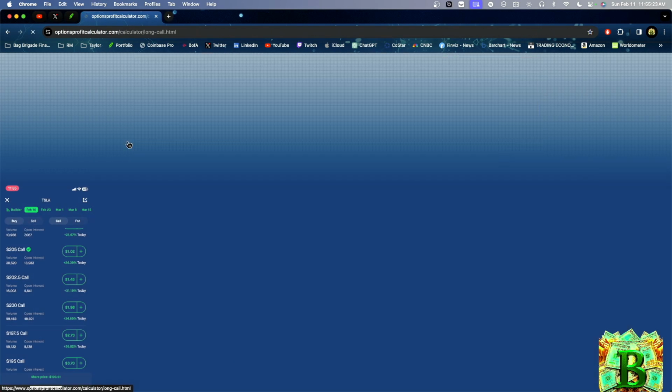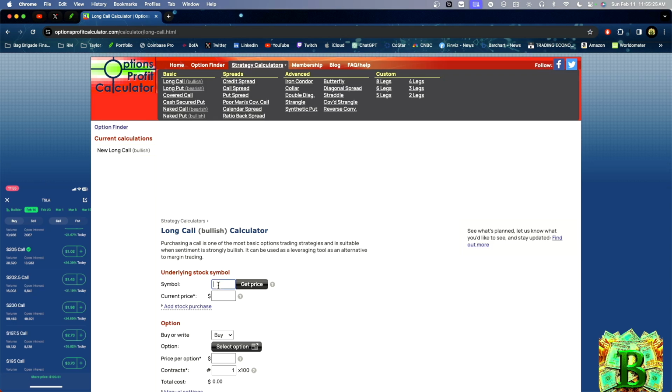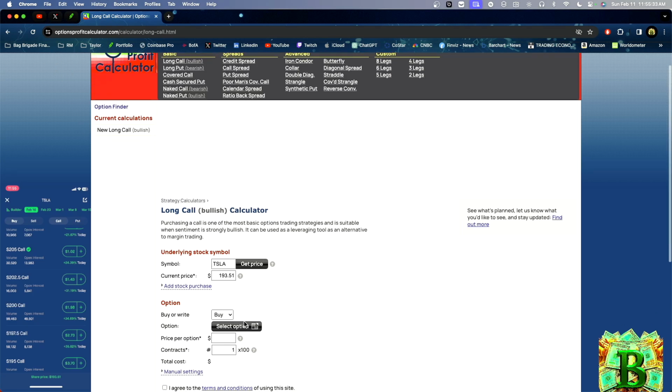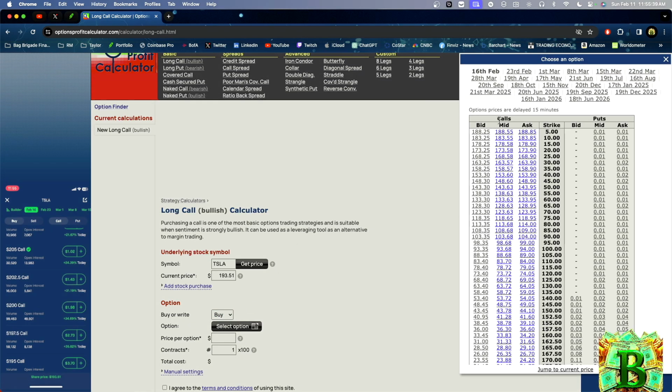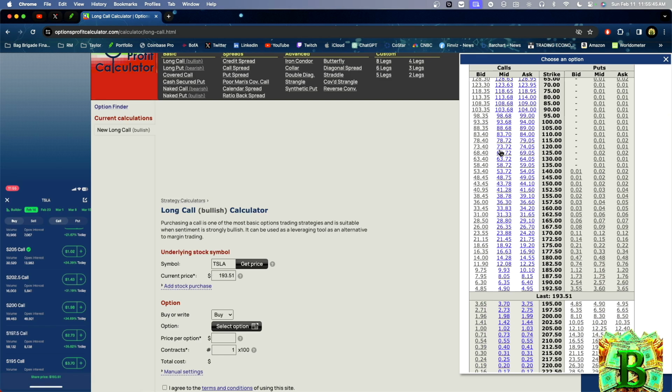So you're going to go on a long call. We're going to type in Tesla. It's going to give you the price where it currently is at. I think that's accurate. I mean, the stock market's not open right now. But anyways, now you literally want to buy, right? You're buying. You're going to select the option. That's the expiration date we're looking at, this Friday, the 16th. And these are your calls.